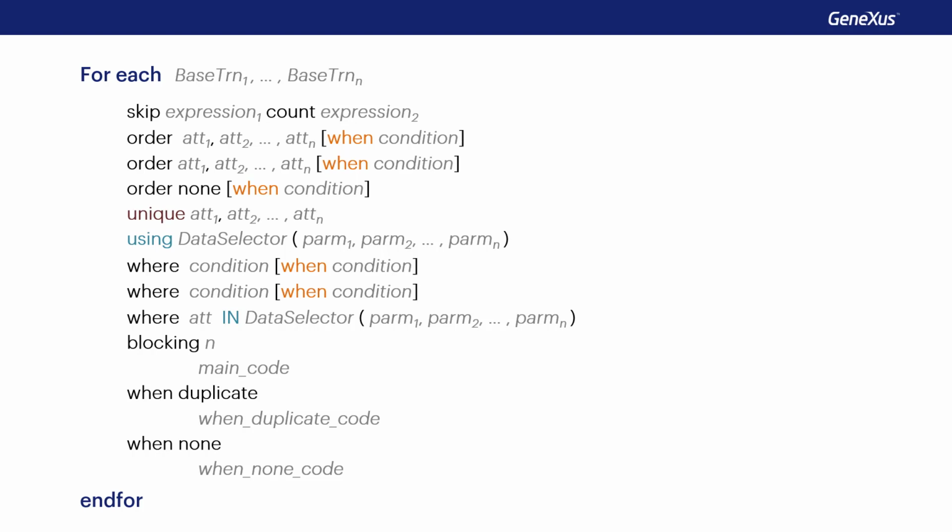So let's review all the parts of the for each command and then go into some of them in more detail. The base transaction is optional and is used to indicate which table should be the base table of the for each. That is, the table that will be accessed to return a set of records. In the previous courses, we always used it, placing a single value there.